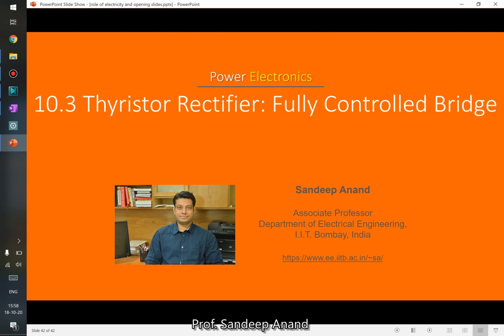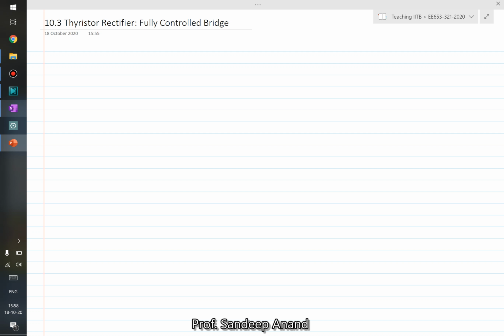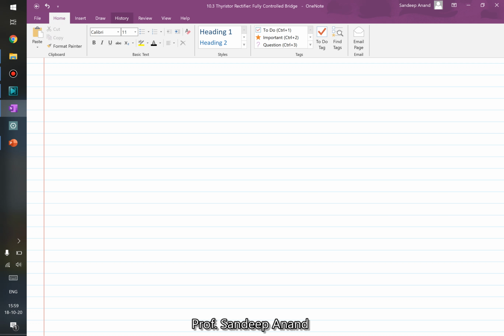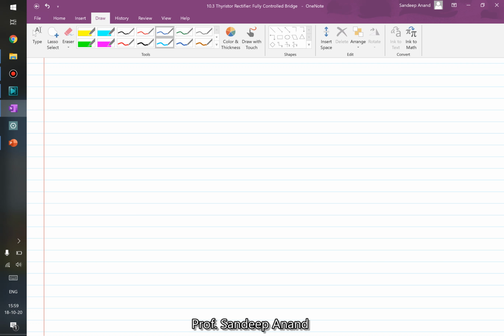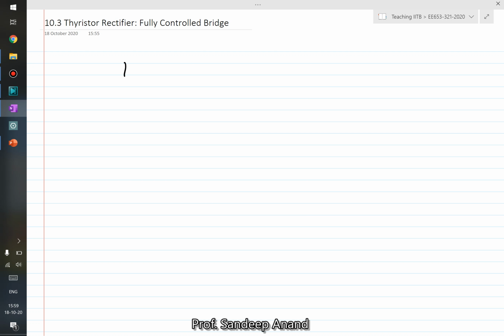Okay, so now let's go ahead and see what would be the operation of a fully controlled thyristor rectifier, which essentially implies that we would replace all the 4 diodes of the diode rectifier with the 4 thyristors. So this is how the circuit of a fully controlled thyristor rectifier looks like, right?